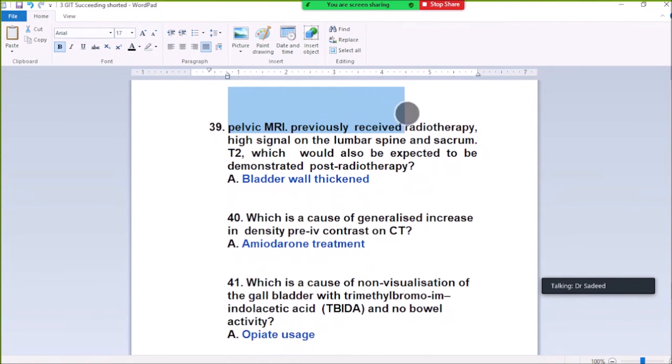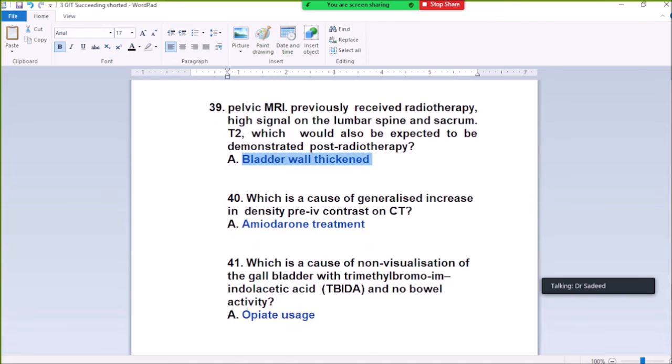39. Pelvic MRI. Previously received radiotherapy. High signal on T2 in the lumbar spine and sacrum, correct? Which would always be expected to be demonstrated post radiotherapy. Bladder wall thickened. Now, a patient had radiotherapy, and then his lumbar spine and sacrum are affected by high signal, so the bladder will also be thickened. It is also with the lumbar spine and sacrum.